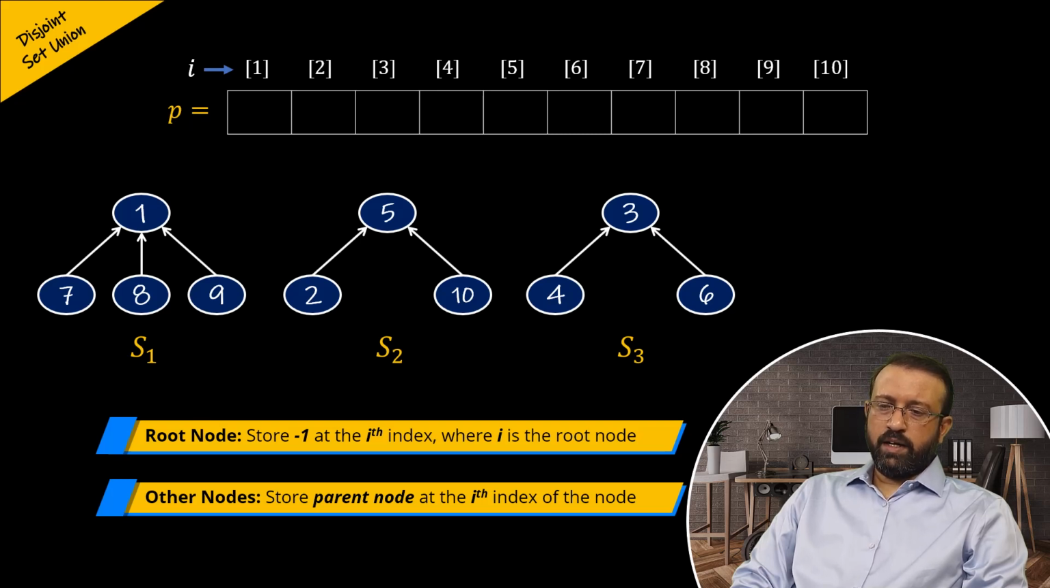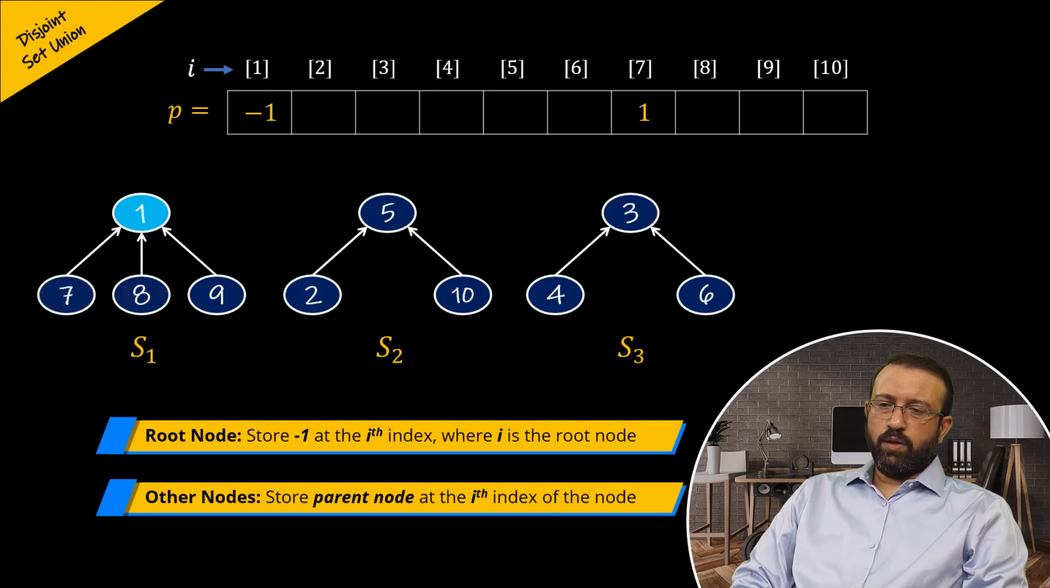So let us look at how to store the disjoint set S1 in the array. The root of the disjoint set S1 is element 1. Therefore, we will store -1 at index 1 in the array since element 1 is the root node. Then we have the node with element 7. And since the node with element 7 is not the root node and its parent is the node with element 1, we will store 1 at index 7 in the array. That is, we are storing the parent, which is 1, of the element 7 at index 7 in the array.